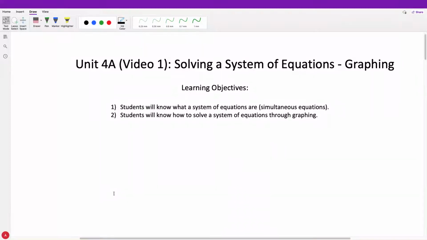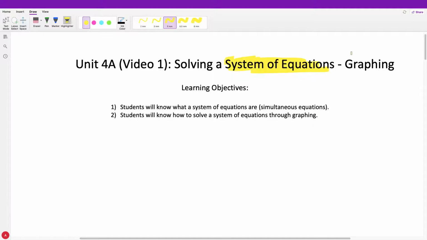All right, so we're now moving on to our next unit, and this next unit is going to be about systems of equations. And you may have heard this as simultaneous equations. They represent the same thing. It's just we use the American standards, and we call it a system of equations instead of simultaneous. So this next unit is all going to be about systems of equations and how to solve them.